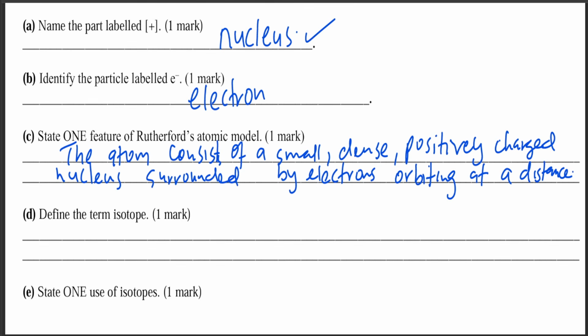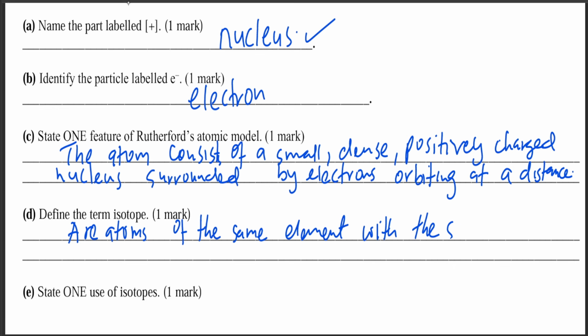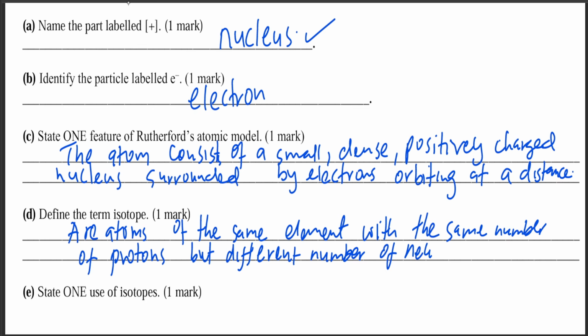So, yep. Now define the term isotope. Isotopes are atoms of the same element with different mass number, or with different number of neutrons, or let's say with the same number of protons but different number of neutrons. Okay.